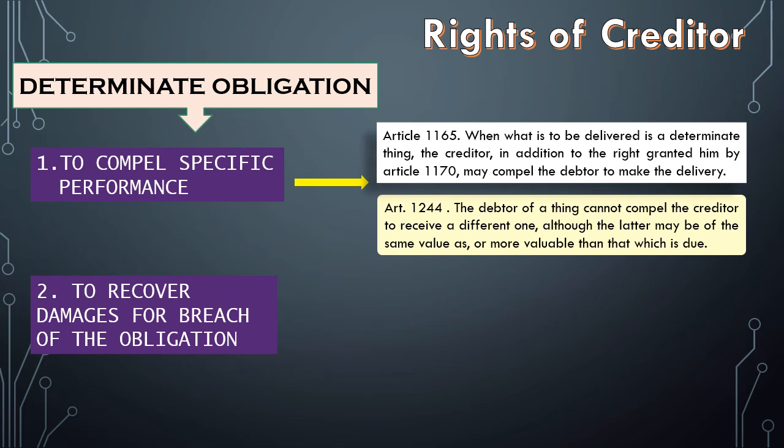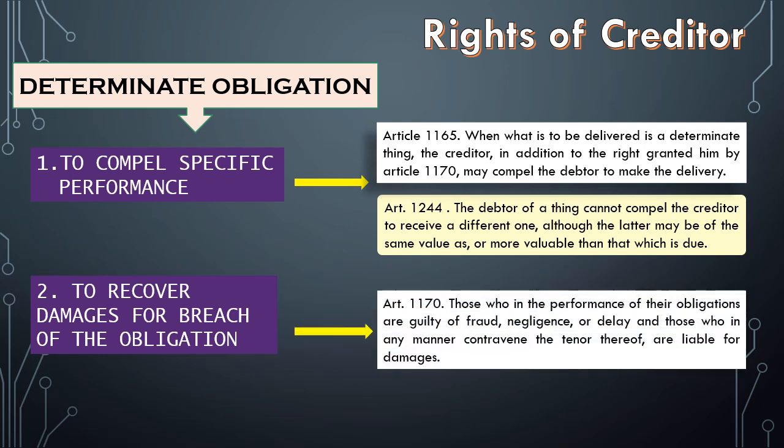Second right of the creditor is he can recover damages for breach of the obligation. Diba sinabi dyan sa Article 1165 that in addition, or he has this right granted by him by Article 1170. So what is your Article 1170? Those who, in the performance of their obligations, are guilty of fraud, negligence, delay, or they contravene the tenor, they are liable for damages. So these are the rights of the creditor if the thing involved is determinate or specific.